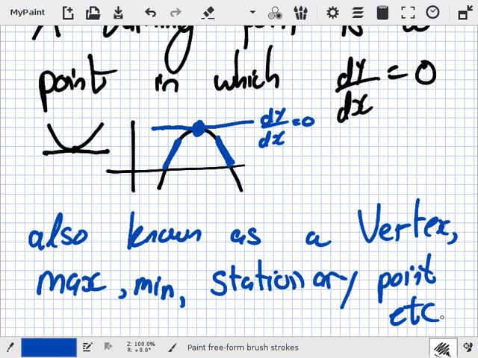Okay, so let's do a couple of examples where we find these turning points. Let's start with a quadratic, because for quadratics, we learned one method already, completing the square. So let's have a look at a quadratic.